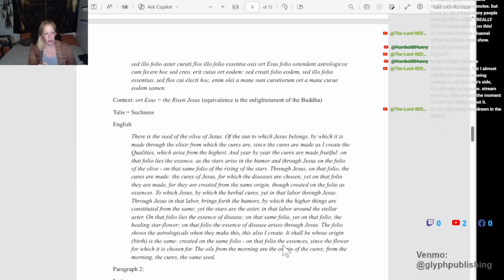On that same page of the rising of the stars. Through Jesus on that page the cures are made, the cures of Jesus from which the diseases are chosen. Yet on that page they are made, for they are created from the same origin. So he's saying that the cures and the diseases are made from the same page, right?